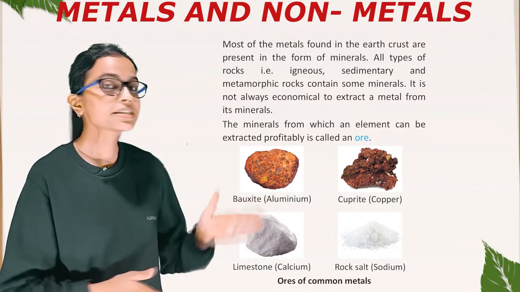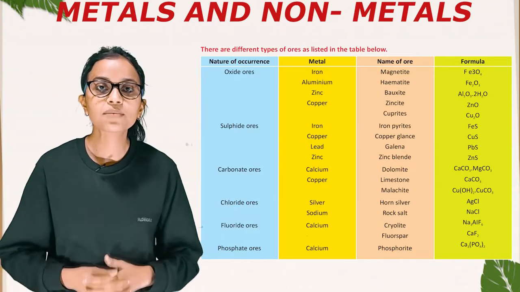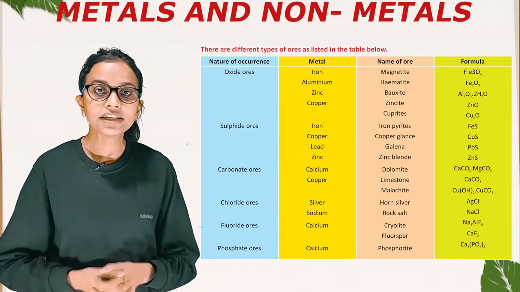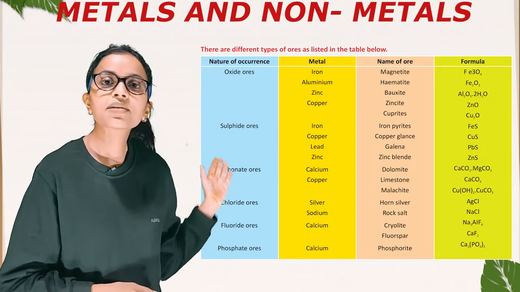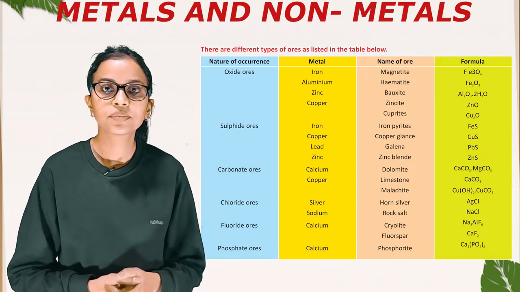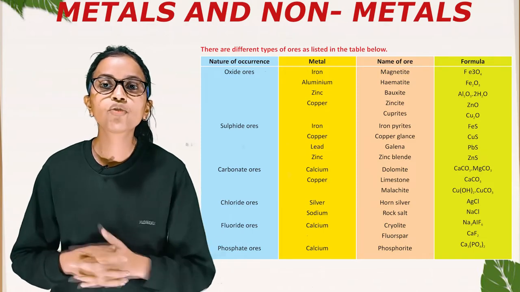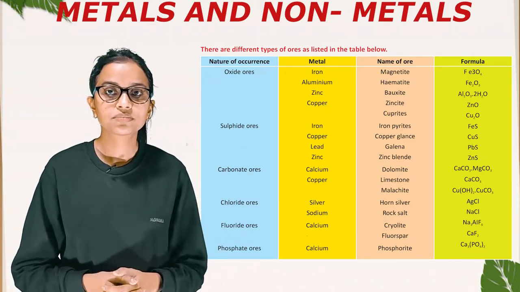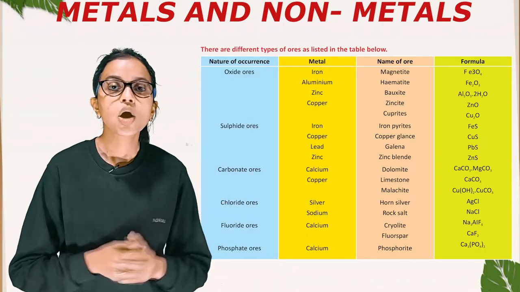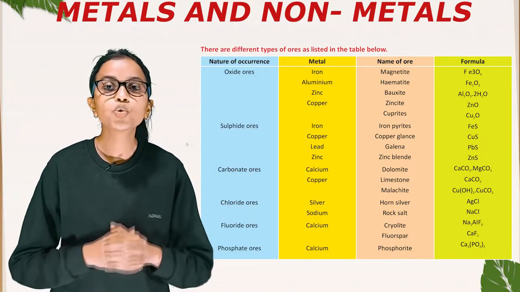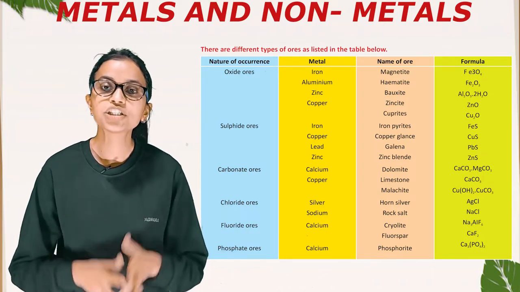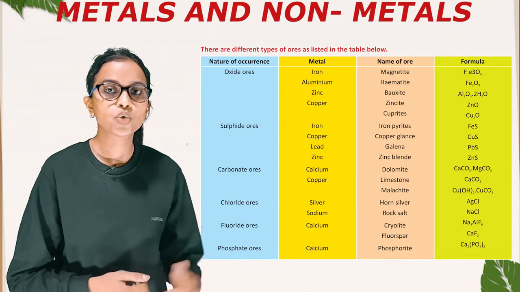So, now students, this is the picture. There are different types of ores as listed in the table below. This table is divided into 4 parts: nature of occurrence, metal, name of ore, formula. Oxide ores: iron, magnetite, Fe3O4; iron, hematite, Fe2O3; aluminium, bauxite, Al2O3.2H2O; zinc, zincite, ZnO; copper, cuprite, Cu2O. Sulfide ores.